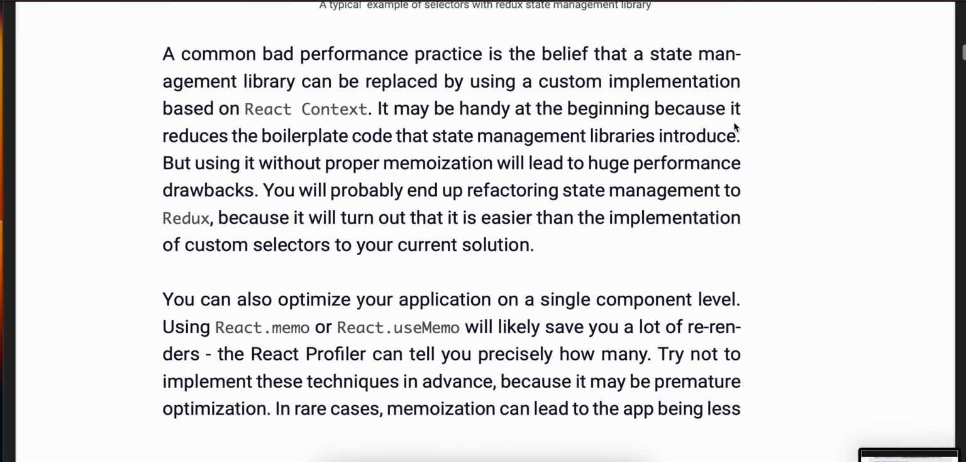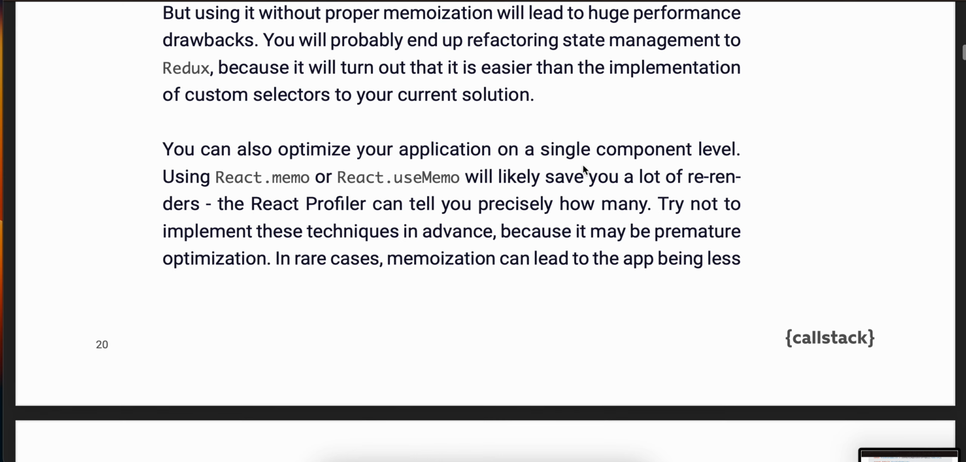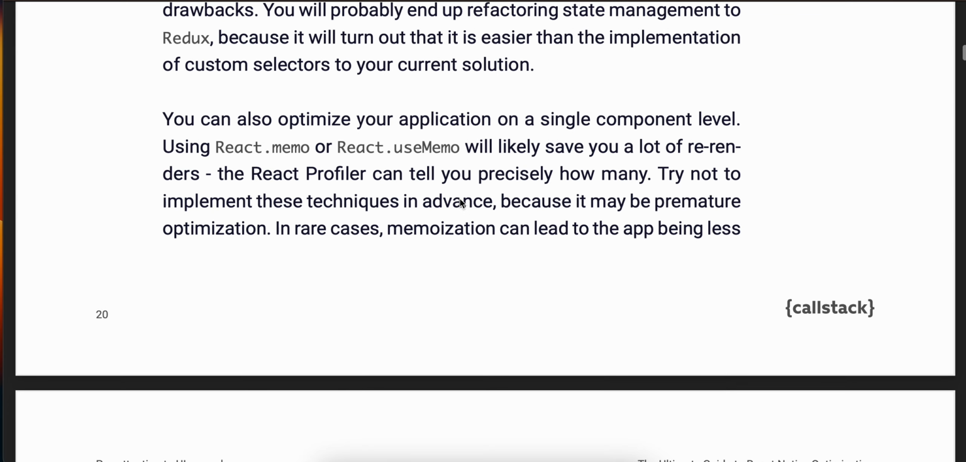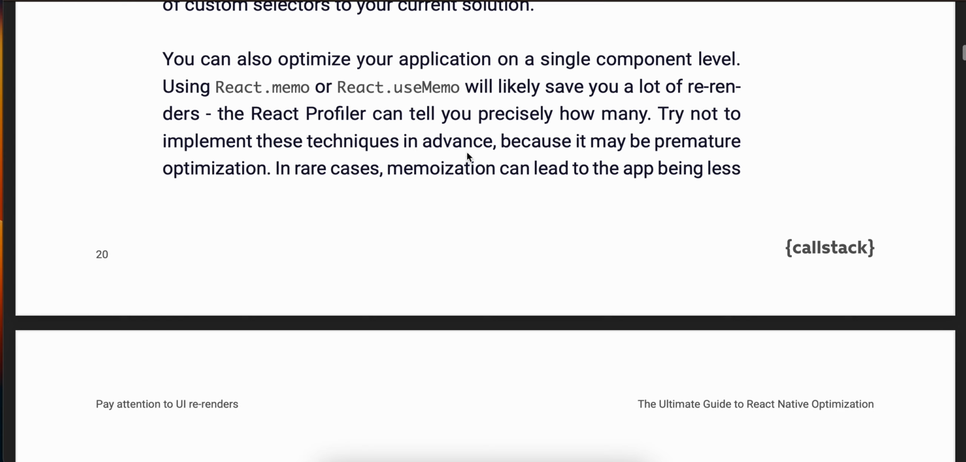You can also optimize your application on a single component level. Using React.memo or React.useMemo will likely save you a lot of re-renders. The React profiler can tell you precisely how many. Try not to implement these techniques in advance because it may be premature optimization.